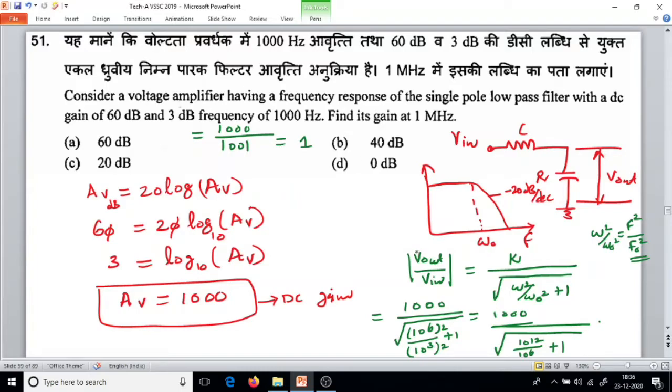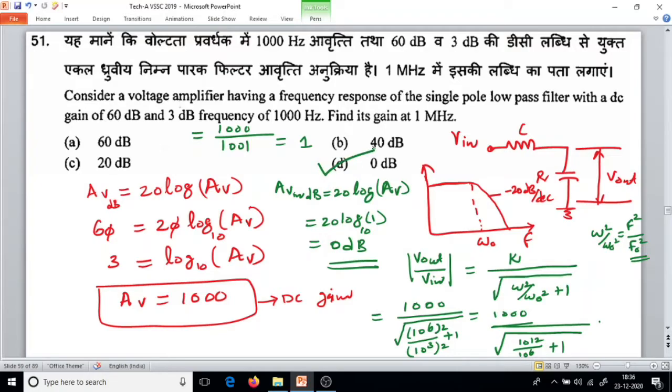Now we got the gain, V out by V in. If you want to convert it to dB, what will you do? Gain in dB is 20 log of AV. AV we got as 1, which equals 20 log 1. What is log 1 to the base 10? That is 0. So you will get 0 dB. So the answer is option D, 0 dB.